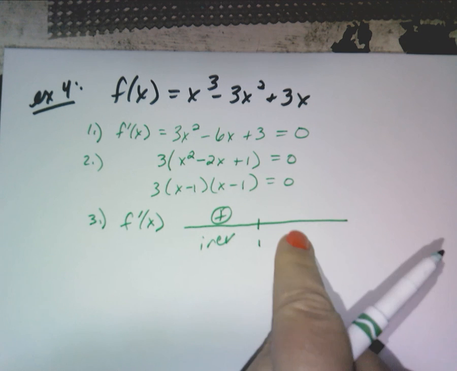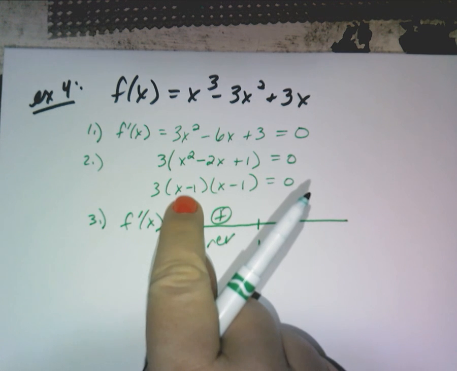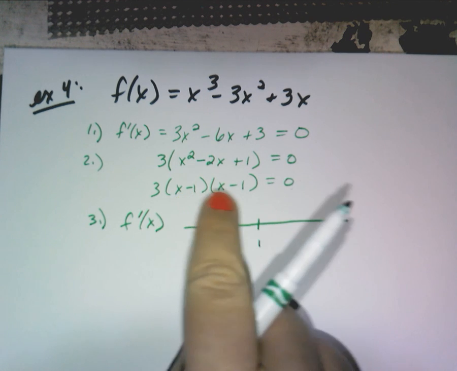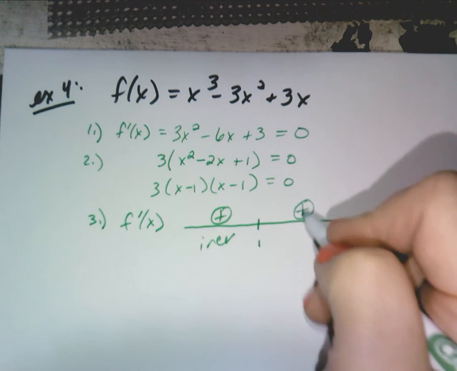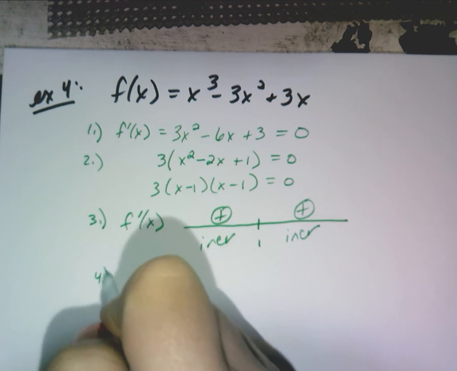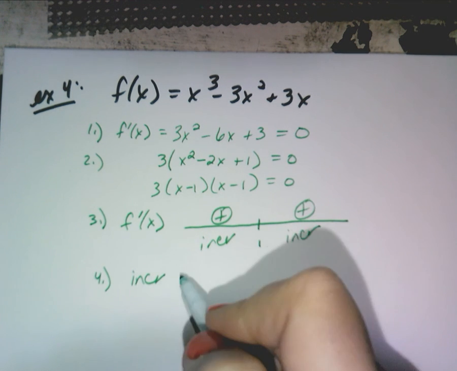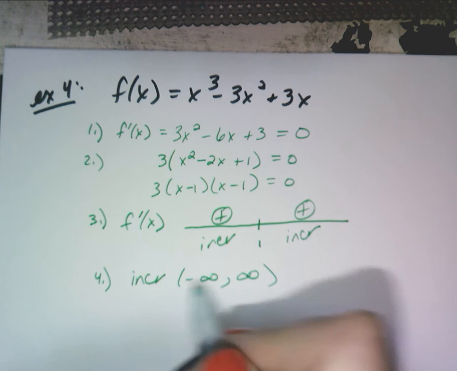Pick a number after 1. Watch what happens. Like 2. 2 would make this positive, positive again. So what's happening? How do I write this? Well, you would say you are increasing the entire time, which means from where to where? I'm increasing the entire time.